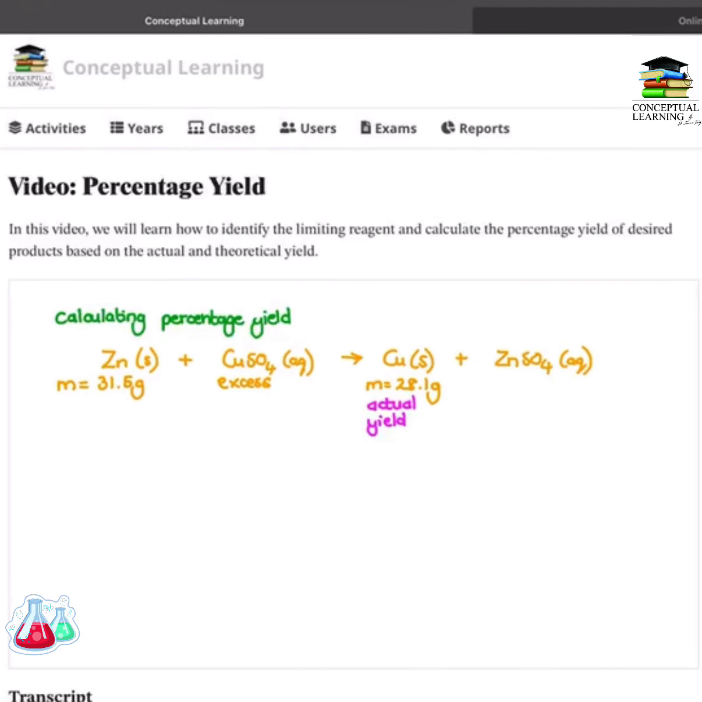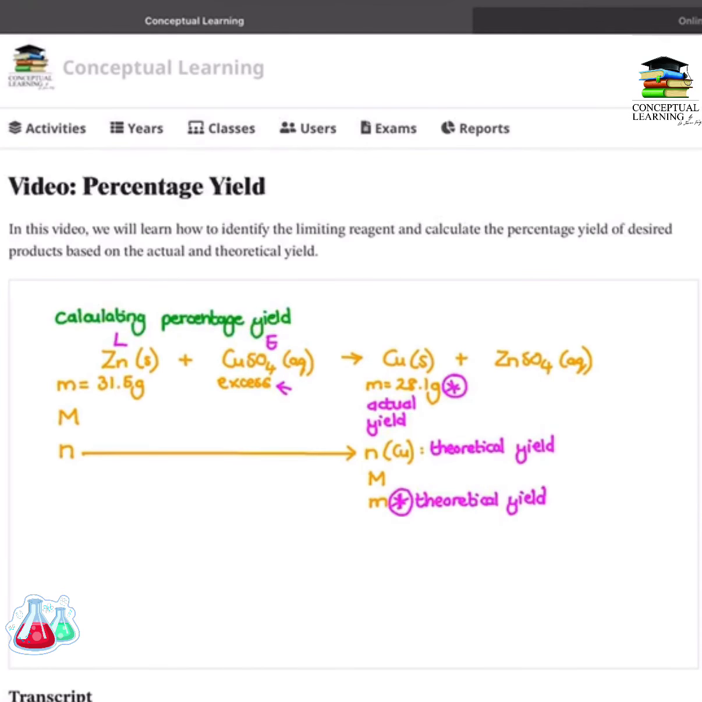We can take the mass of copper given as the actual yield obtained in reality, and because copper sulfate is in excess, we automatically know that zinc is the limiting reactant. We need to calculate the molar mass of zinc, then its number of moles, and from this we can calculate the number of moles of product, which is the theoretical yield in terms of moles, and we can use the molar mass of copper to work out its mass. And this is its theoretical yield in grams. The two starred values are the values we will need to calculate the percentage yield.